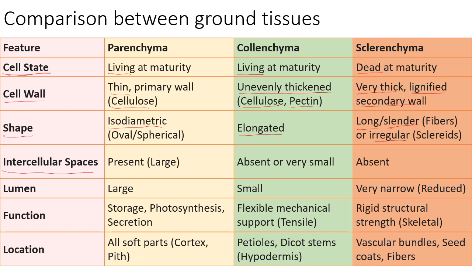Intercellular spaces in parenchymatous tissue are present. In collenchyma, they are either absent, or if they are present, they are extremely small. In sclerenchyma, intercellular spaces are completely absent. The lumen of parenchyma is large. In collenchyma, it is small, and in sclerenchyma, it is extremely narrow.